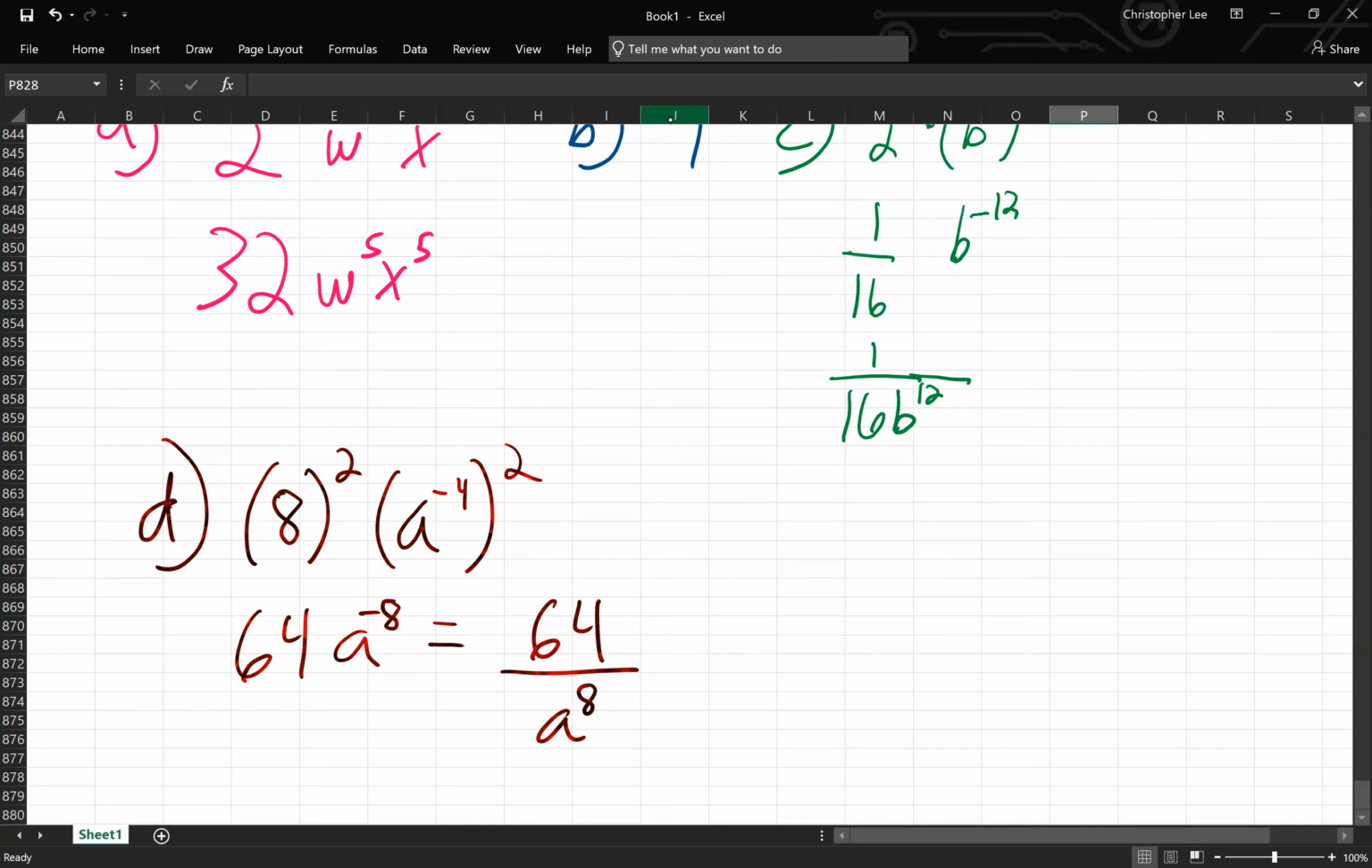Right. So if the power is negative, throw it in the denominator and make it positive.